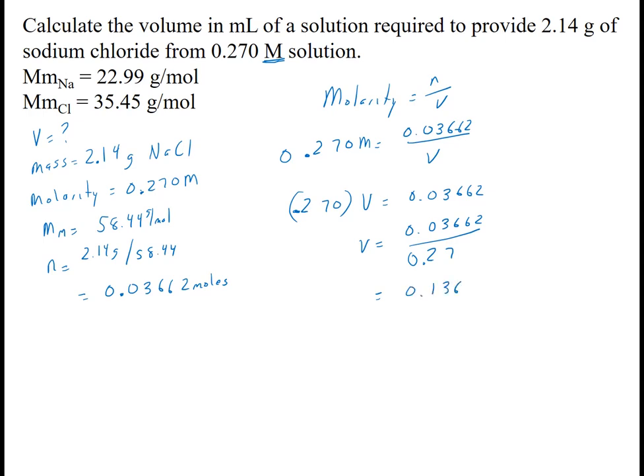0.136, but the units are in liters. It specifies in this one. If it doesn't specify, you can leave it in liters, but this one specifies milliliters. So I'm going to do the same conversion, that 1 times 10 to the minus 3 liters is 1 milliliter. And the reason I do it this way is because this is how the book sets it up in the first chapter. And so it's 136 milliliters. So 1, 2, 3. Okay. So you can check your answer.